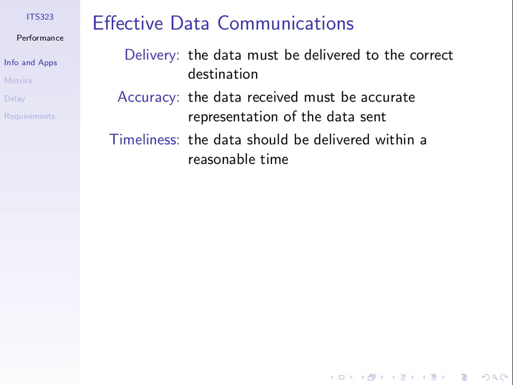Why would it deliver to someone else? Maybe there's an error in the setup of one part of the communication system. So that's delivery. If we send to some destination, it must be delivered to that destination. Otherwise, it's ineffective.